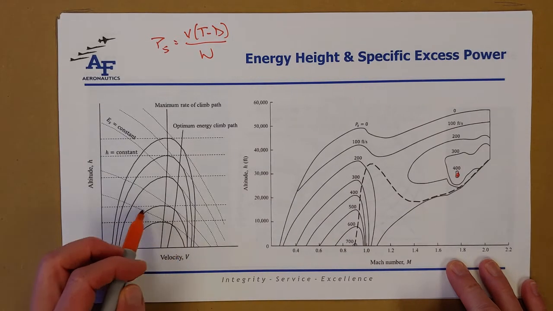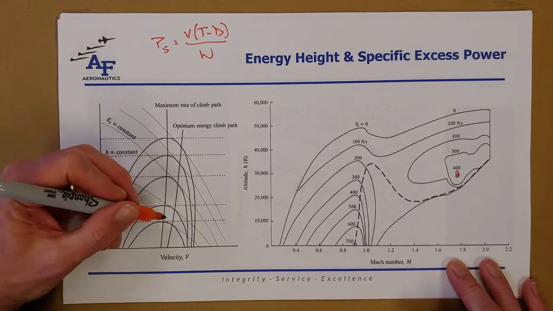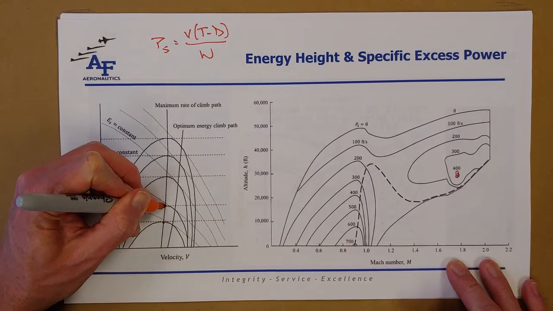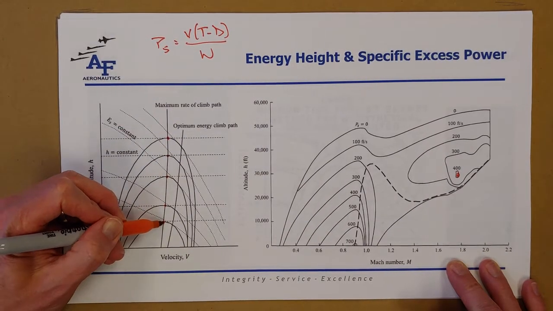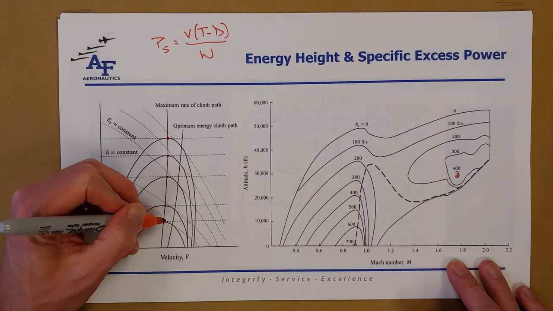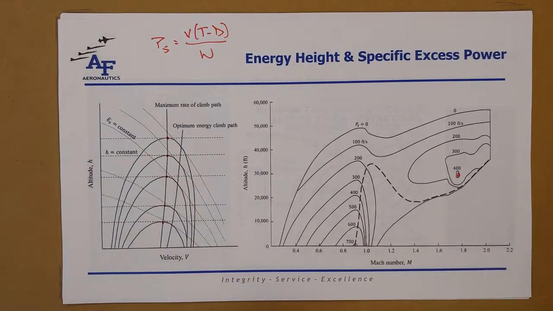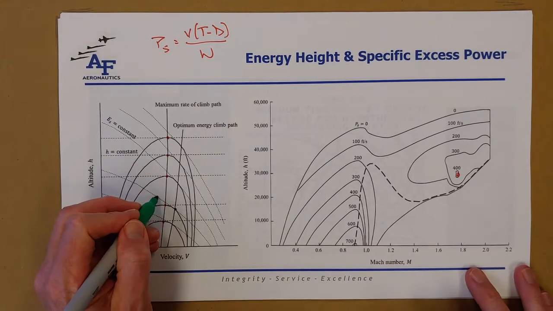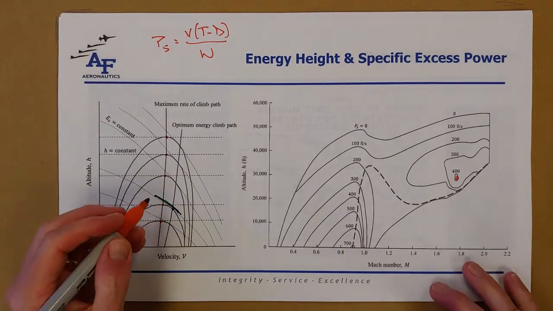Here are constant contours of specific excess power, P sub s, along with energy height curves. There are 2 points of note. So these are where you achieve your maximum rate of climb. But that's not your maximum rate of energy. If you were to look, this point right here has a slightly greater energy height than this point.